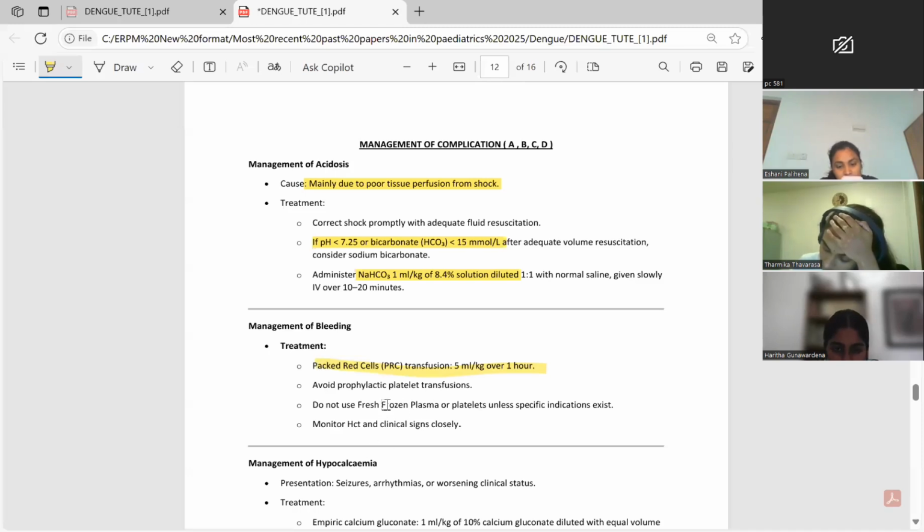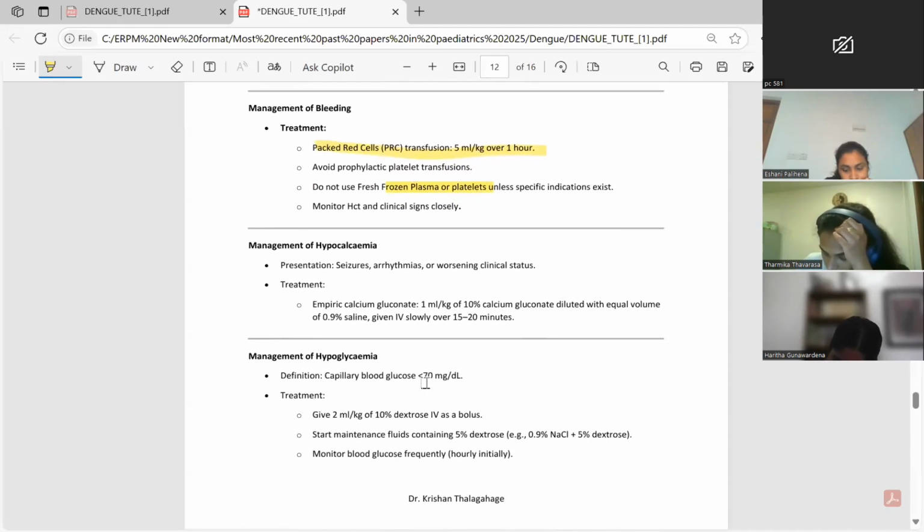And do you give fresh frozen plasma? Again, we don't commonly give. FFP is routinely given. True, false? That is false. Platelets are routinely given, again false. Then management of hypocalcemia. If the child is having low calcium, they might have seizures, arrhythmias, worsening of clinical status. Then you give calcium gluconate.